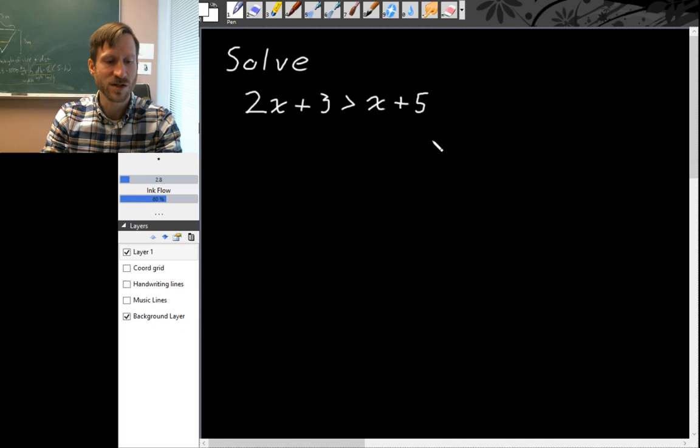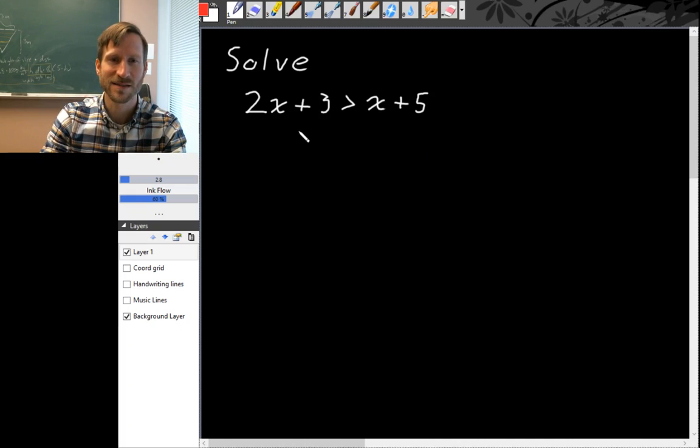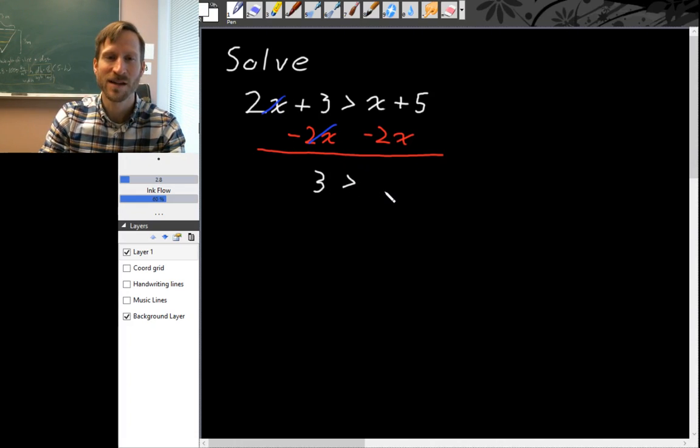There are lots of ways to do this, but just to start, let's subtract 2x from both sides. Now maybe this isn't how you would do it, but this is a valid way to do it. And I'm doing it this way so I can demonstrate the mistake that people were making. When we simplify the left-hand side, these 2x's cancel, and we're just left with 3 is greater than. And then on the right-hand side, x minus 2x is negative x plus 5.